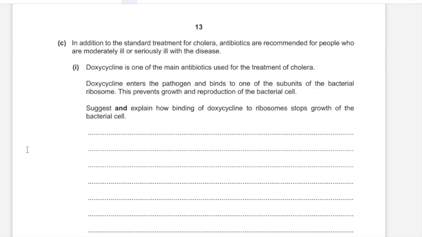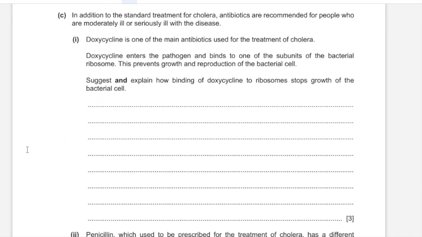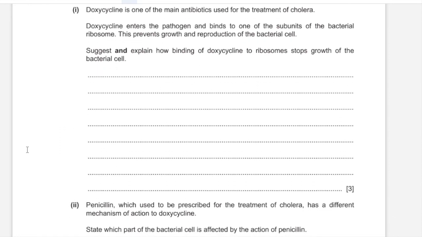In addition to standard treatment for cholera, antibiotics are recommended for people who are moderately ill or seriously ill with the disease. One, doxycycline is one of the antibiotics used for the treatment of cholera. Doxycycline enters the pathogen and binds to one of the subunits of the bacterial ribosomes. This prevents growth and reproduction of bacterial cells. Suggest and explain how binding of doxycycline to ribosomes stops growth of bacterial cells.